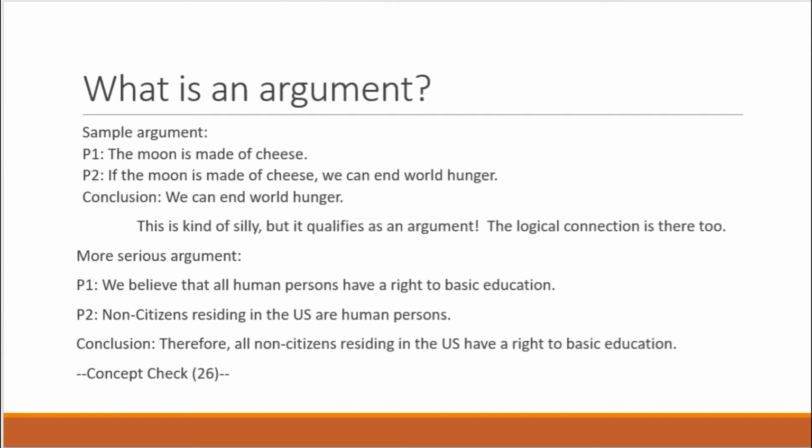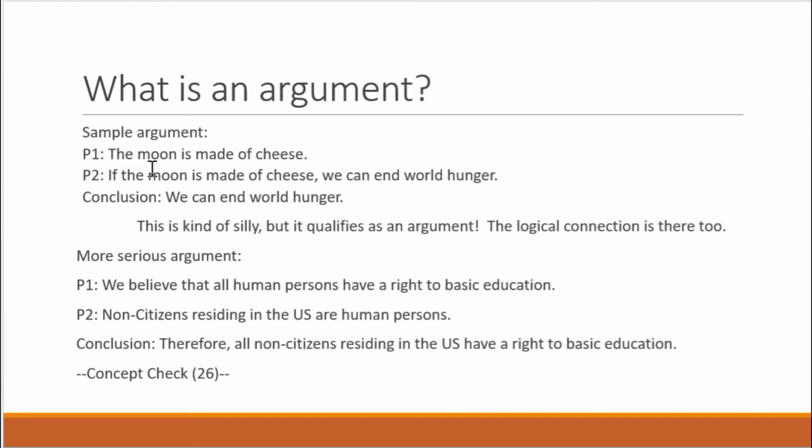Premise 1, the moon is made of cheese. Premise 2, if the moon is made of cheese, we can end world hunger. Conclusion, we can end world hunger. All right. Now that's a silly argument, but it is an argument, right? There are premises, there's a conclusion, and there's definitely a logical connection between the premises and the conclusion.